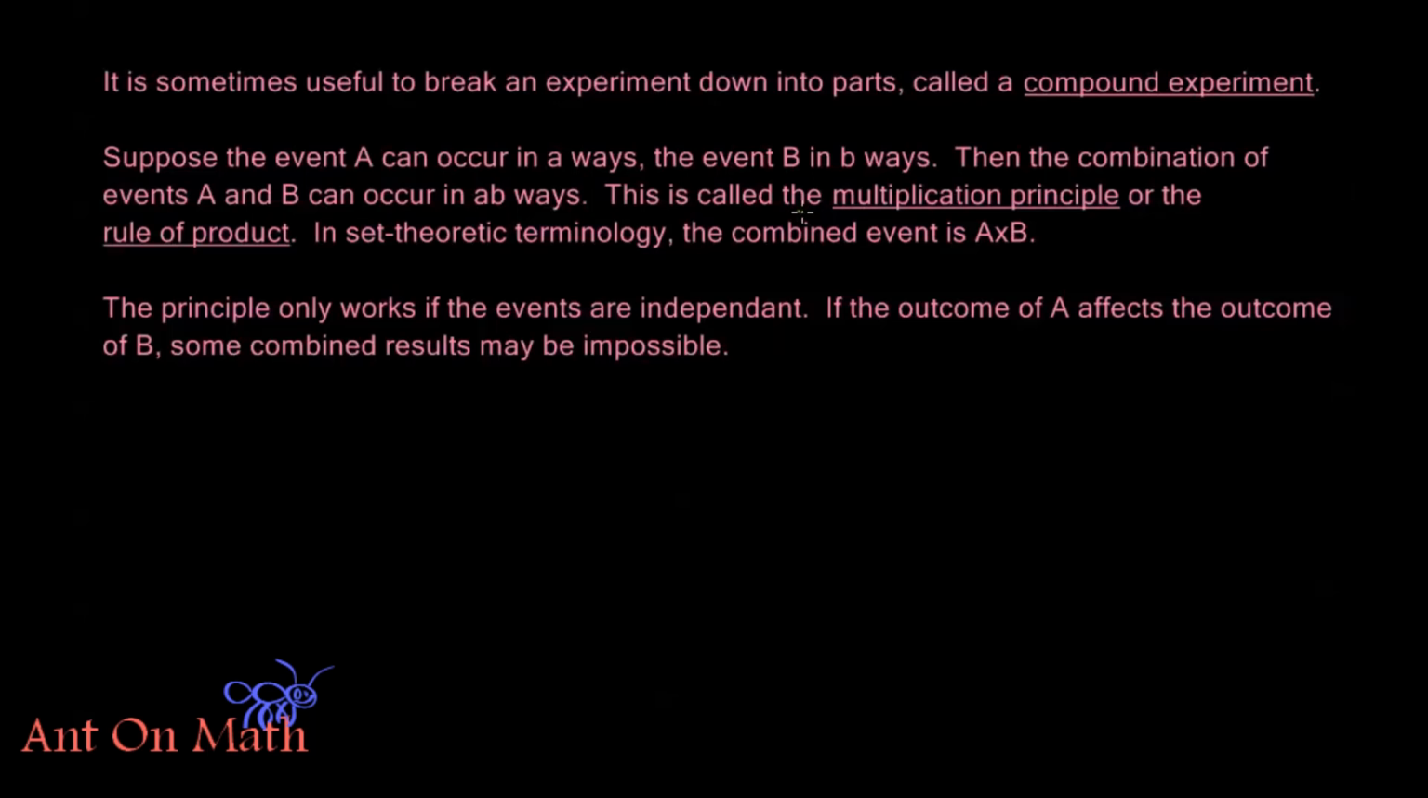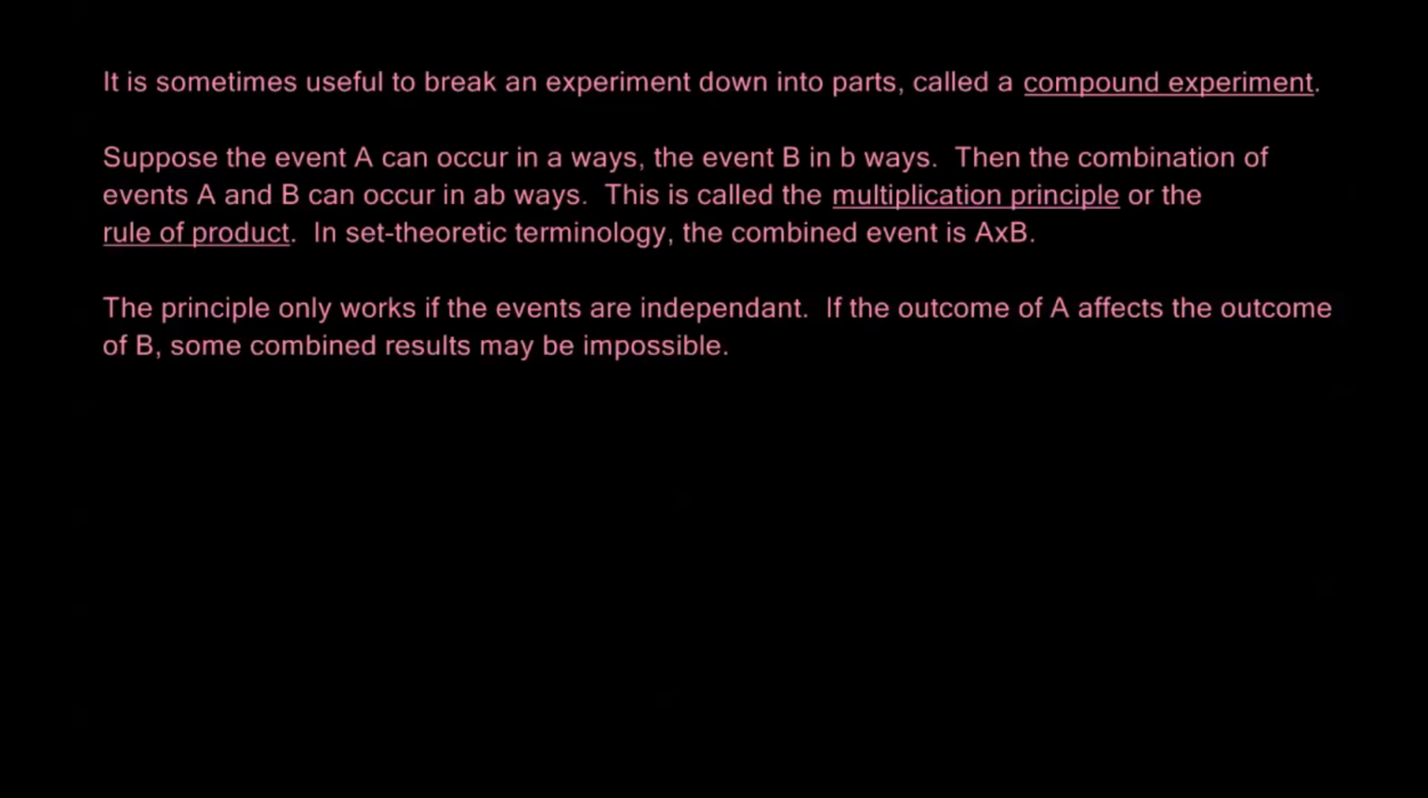Now, this principle only works if the events are independent. If the outcome of A affects the outcome of B, some combined results may be impossible. And we'll do an example of both cases where they're independent and they're not independent. But what independent really means is that for two events to be independent, any sample point in the event B must be possible for every single sample point in the event A, right? If I have a situation where, let's say, 1 occurs in event A, then I can't have something in event B happen, then they're not independent, and I'm not going to realize all of the combined events in A cross B.